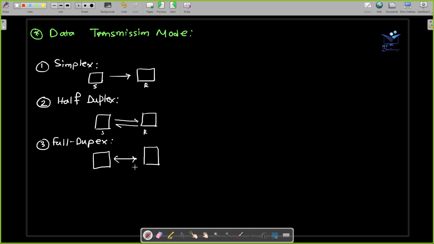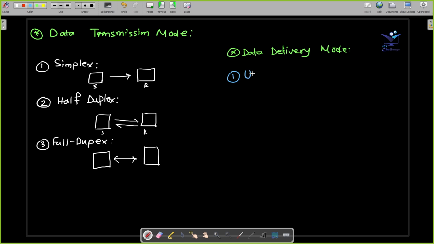So from these three, we have simplex, where we can only send the data. We can't receive the data. So simplex we can also call a data delivery mode, because we only deliver the data and don't receive any kind of data. So this is called data delivery mode.